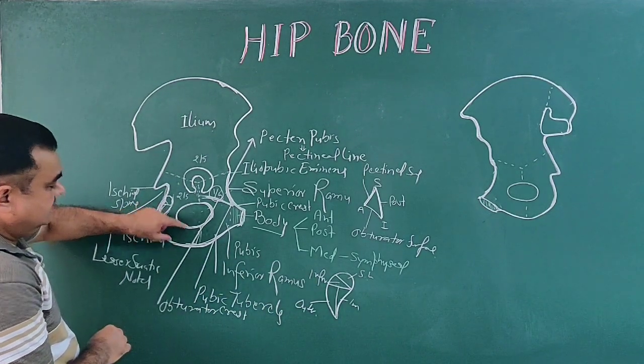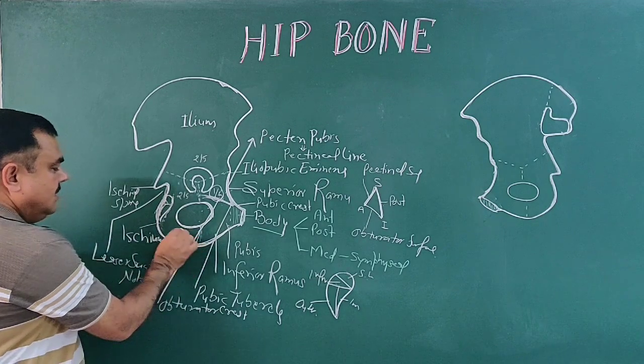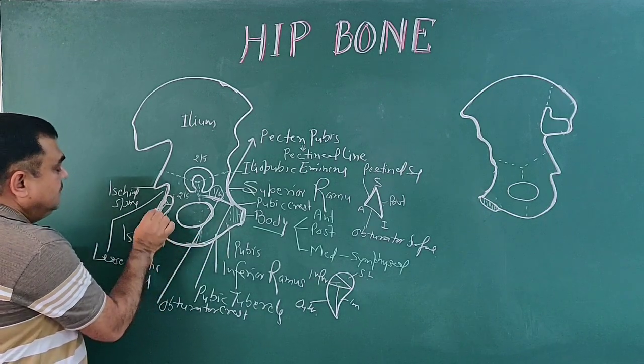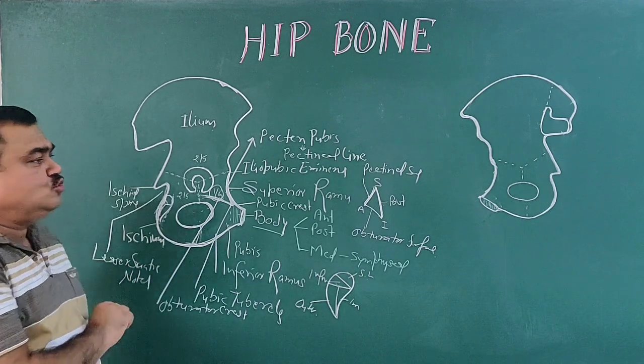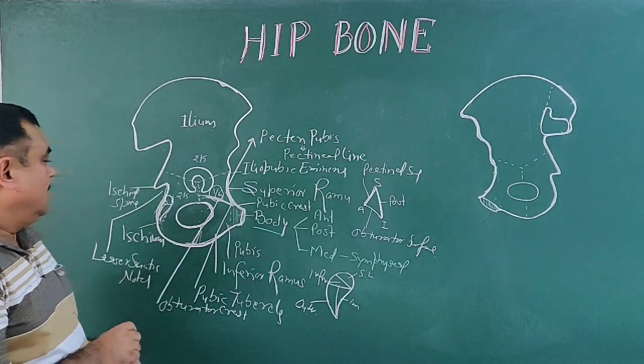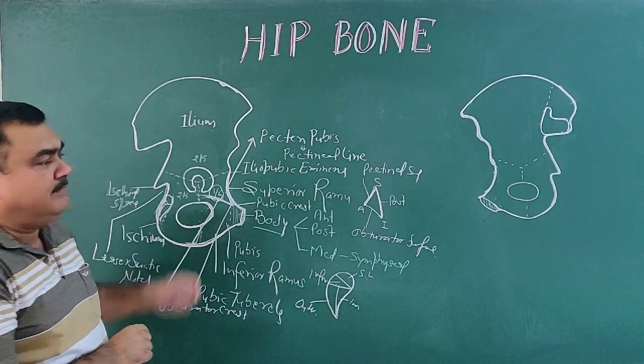Now this ischial ramus joins with the inferior ramus of the pubis to form the ischiopubic ramus. So this is the ischium.